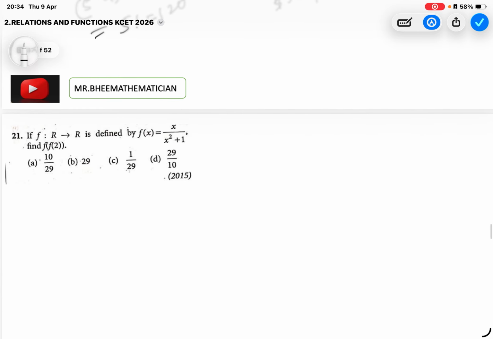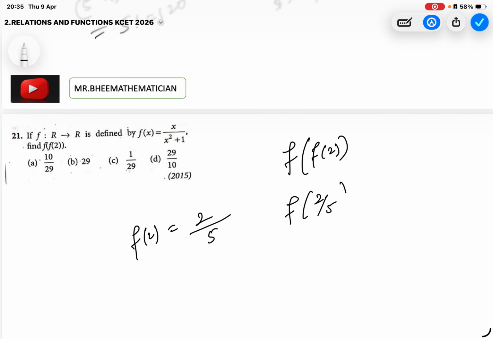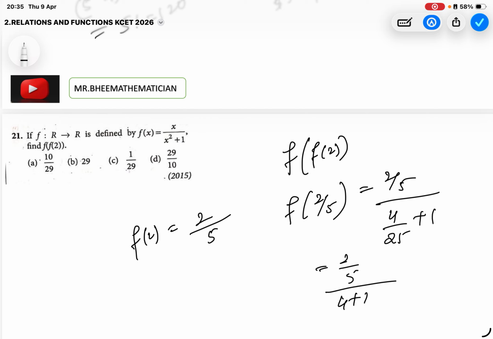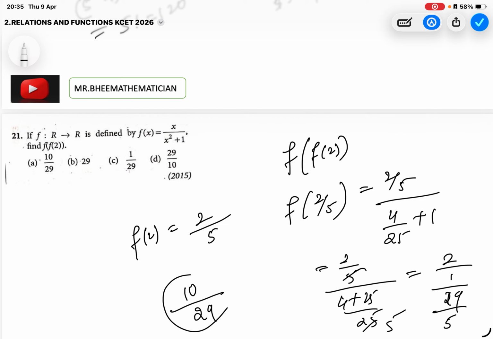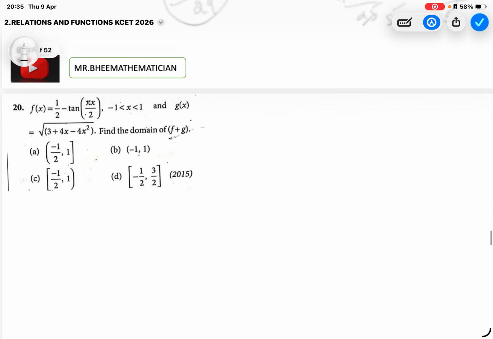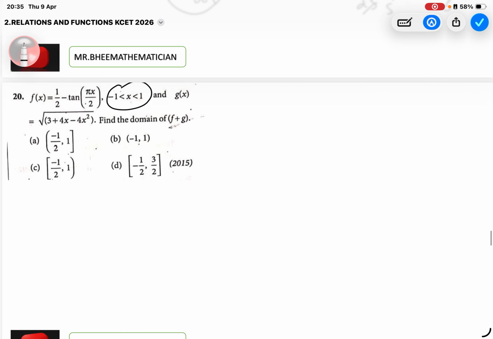And this one. First find f of 2. F of 2 is 2 by 2 square plus 1, 5. Then find f of 2 by 5. 2 by 5, 4 by 25 plus 1. 2 by 5, 4 plus 25 by 25, which is 29 by 25. The denominator comes to the numerator, so it is 10 divided by 29.